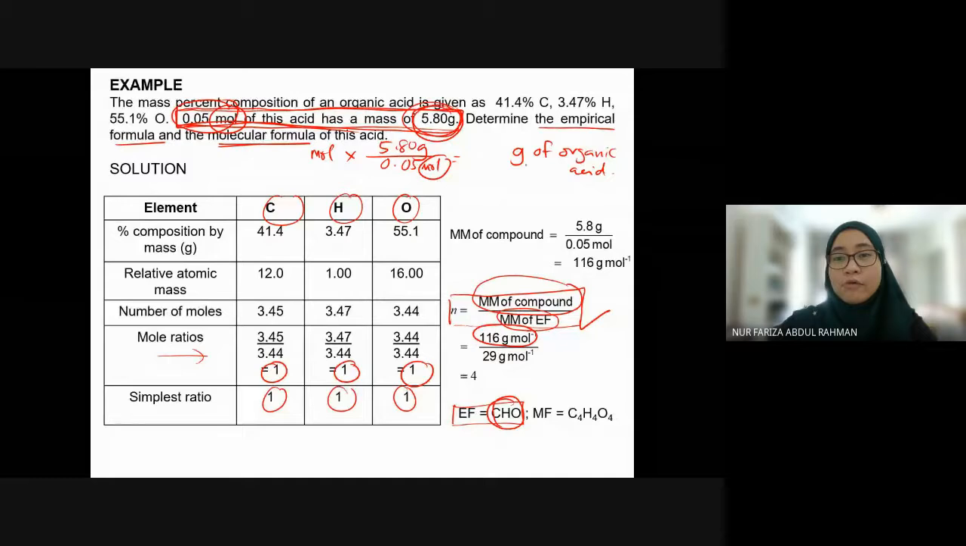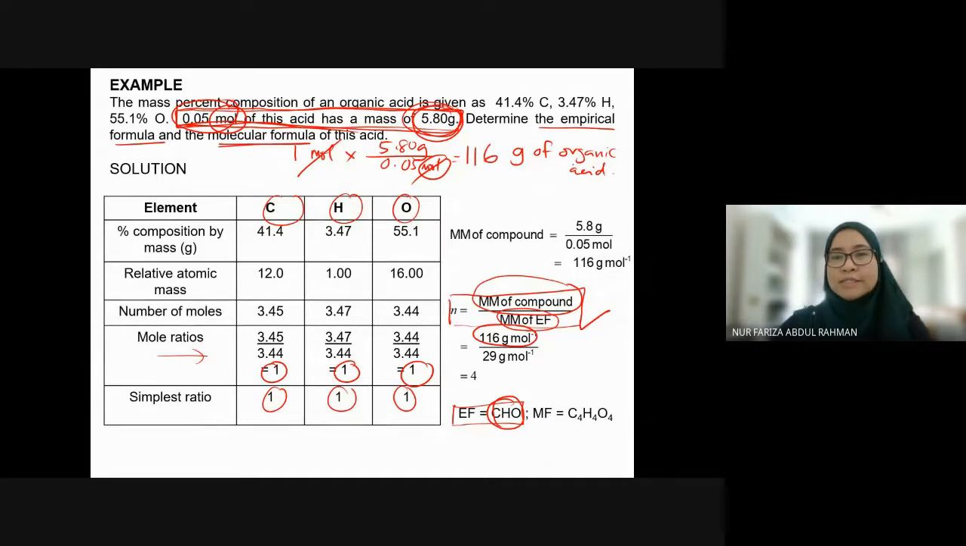So what we want is the mass for 1 mole. Therefore, this is 1 mole. Betul tak? 1 mole tu kita nak tahu the mass of the organic acid. Even though it is not given in the question, we will be able to know, because what we are looking for is molar mass, which is the mass for 1 mole. So this will be cancelled out and then we will end up with the molar mass of the acid, which is 116 gram.